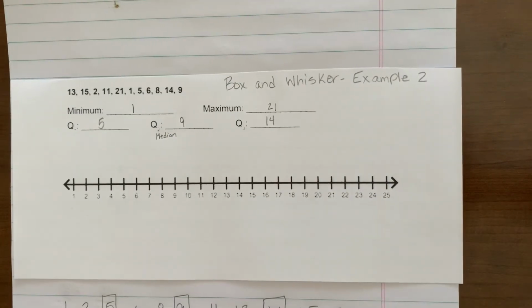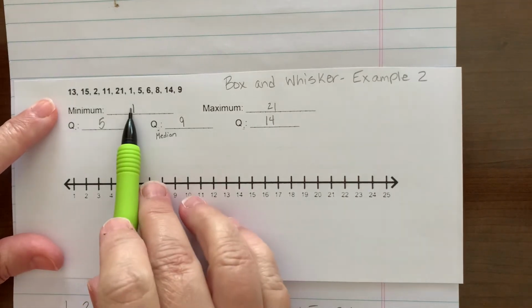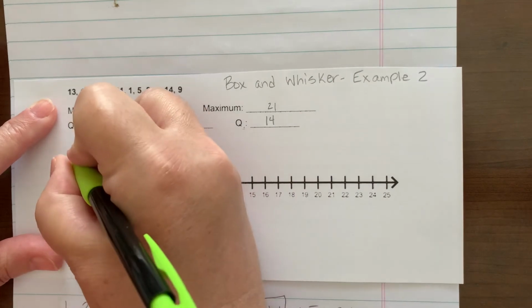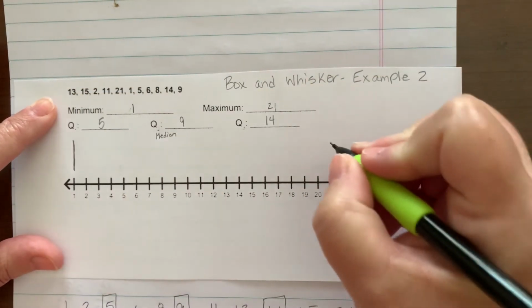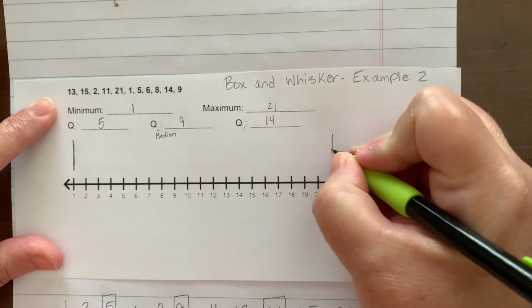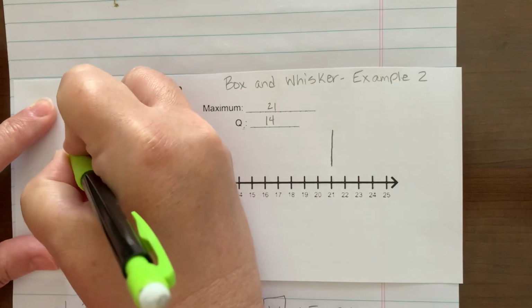Now I'm ready to go ahead and construct myself a little box plot here. So I always draw my minimum and maximum lines first. So my minimum line here is 1 and my maximum line here is 21. So there's my minimums and my maximums.